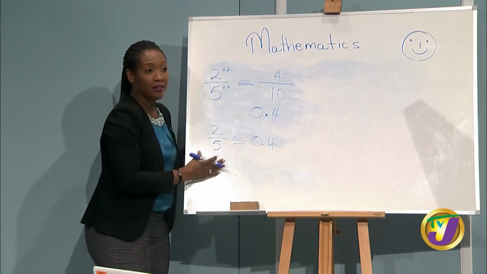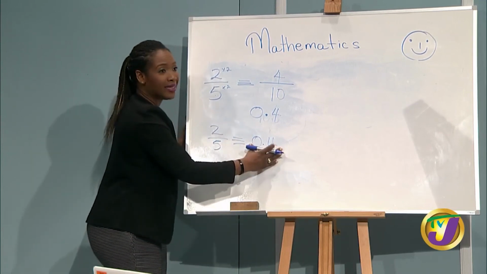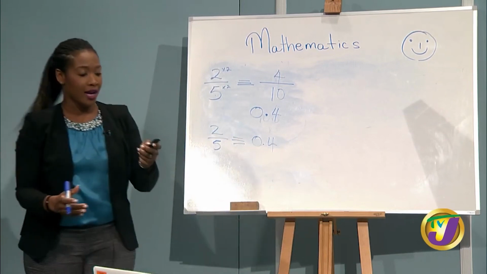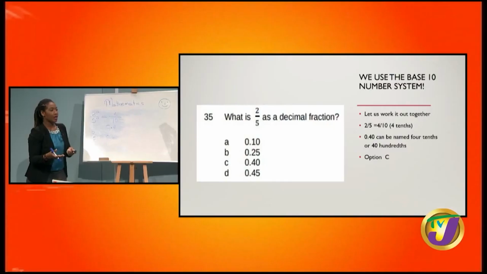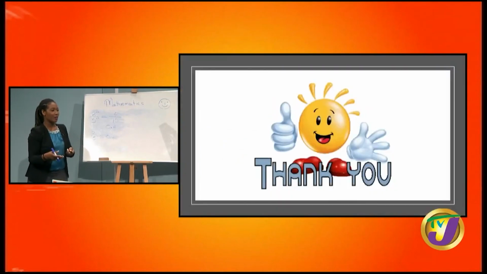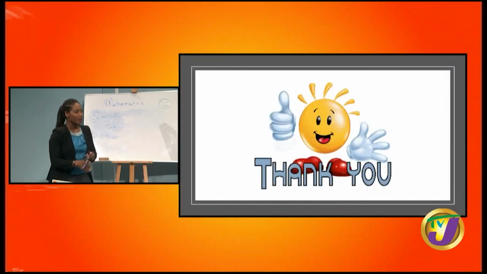This is your common fraction. This is your decimal fraction. All right. So you would have selected option C. Great job. Now, thank you very much for all that you've been doing.